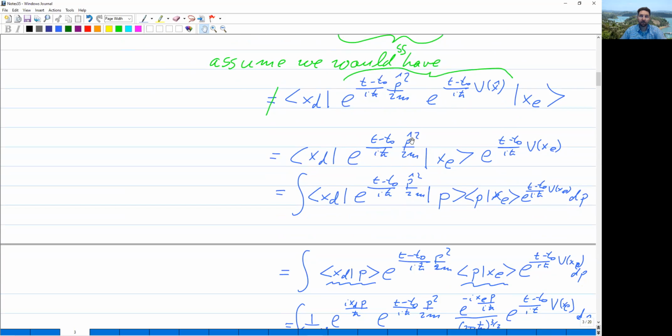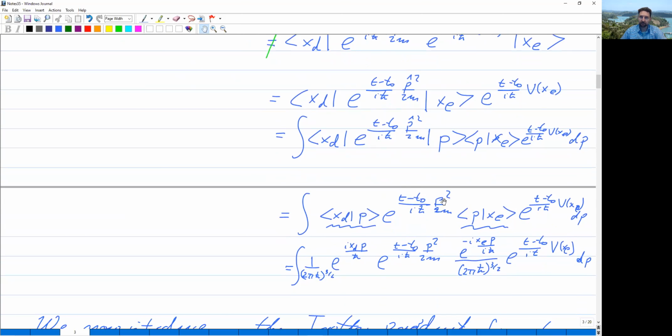And in order to turn this number valued, we just insert a resolution of the identity in terms of the momentum eigenvectors. Then this becomes a number which we can pull out. Here it is. And then we're left with number valued, and then these overlap functions, right? The xdp and the pxe. We know what they are. It's just the position eigenvector in the momentum basis, and the momentum eigenvector in the position basis.